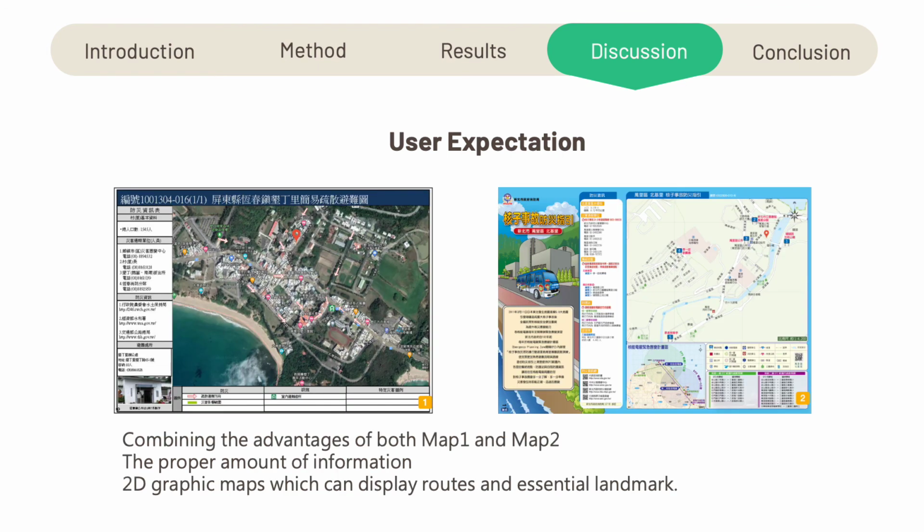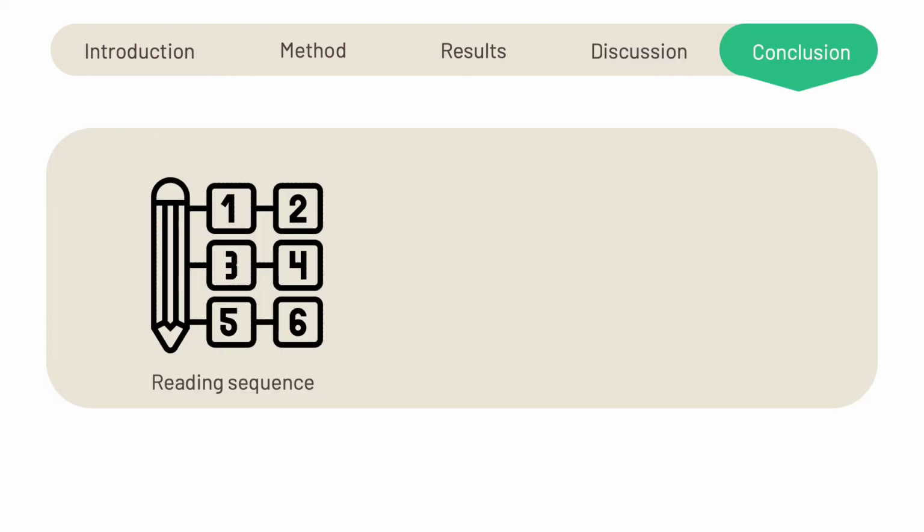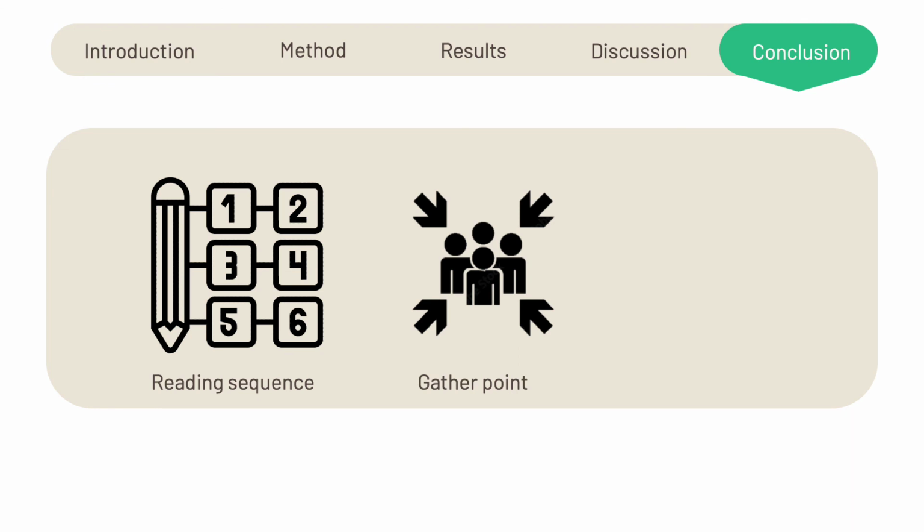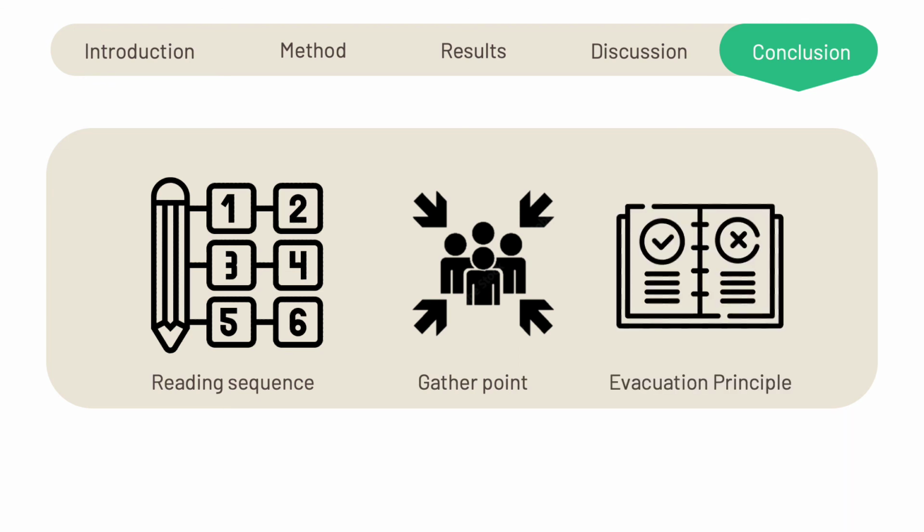According to the result, which shows a negative correlation between Map 1 and Map 2, we can combine the advantages of both. From the semi-structured interview, we know the proper amount of information in Map 1, and the two-dimensional graphic map, which can display routes and essential landmarks clearly, can provide better readability. Guiding users to grasp the gather point and evacuation principle by reading in order might be an effective way.